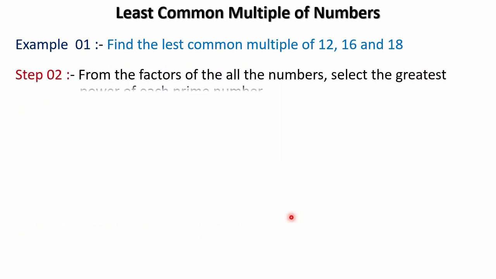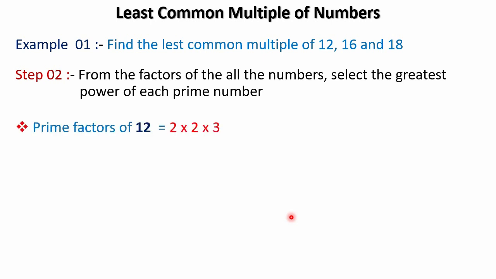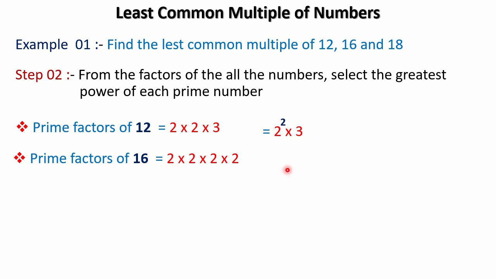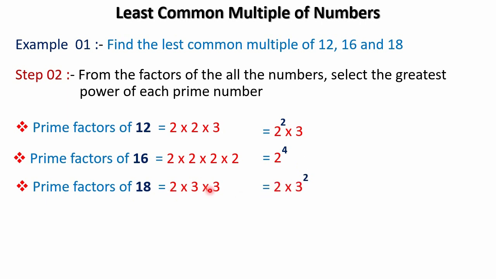Now, second step. Now we're going to find the greatest power of each prime number. That means, as we found, the prime factors of 12, 2 into 2 into 3, we can write 2 into 2 as 2 square into 3. Similarly, 16 we can write as 2 to the power 4. 18, 2 into 3 to the power 2.